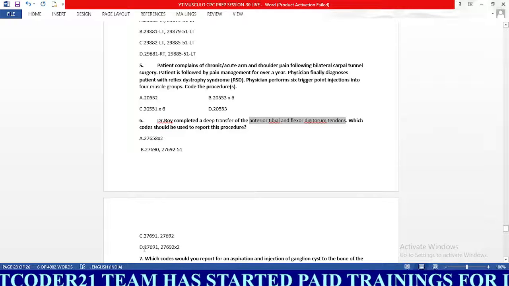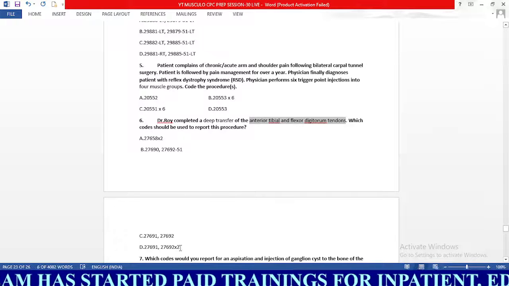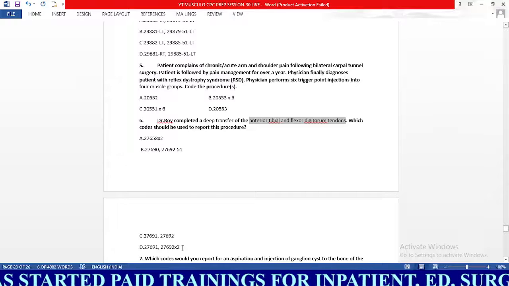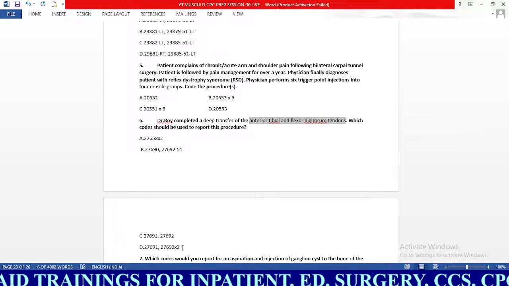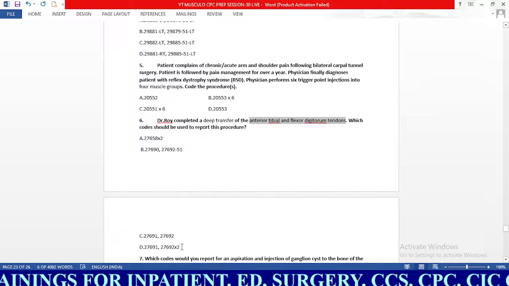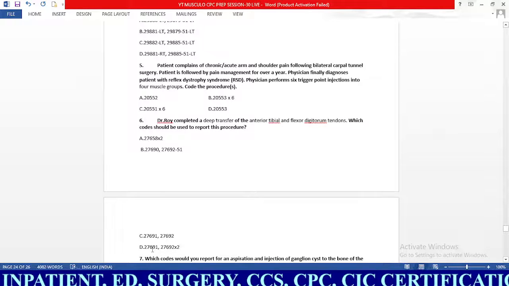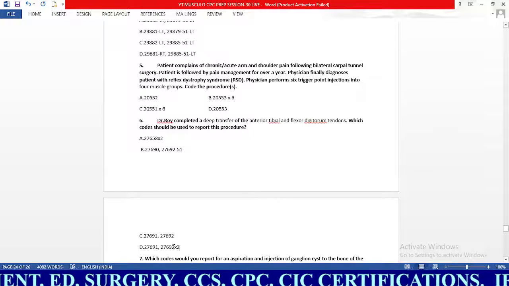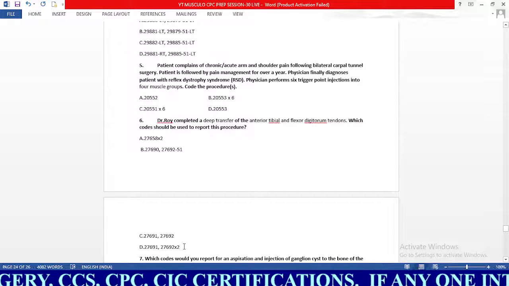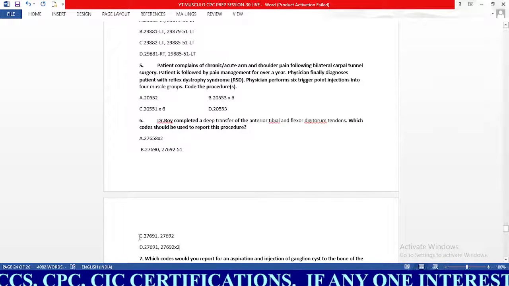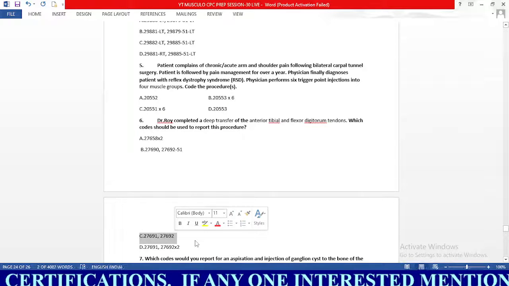So why D is wrong? This option is having 27692 times 2. But here the physician has performed the procedure on two tendons only. If the physician tells three tendons, we can code 27692 times 2. So basically option D is for three tendons, as 27691 is for the first tendon and 27692 times 2 is for the remaining two tendons, so total three tendons. But here our question is having only two tendons. So our answer is C here, 27691 and 27692.